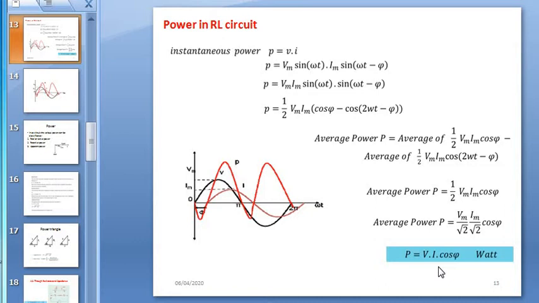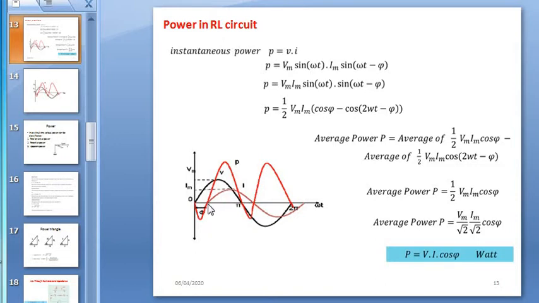We can also draw the waveforms. This is the voltage waveform. The black waveform is the voltage waveform. The current is lagging the voltage by some angle phi. So, this brown waveform is the current waveform. The power waveform will be the product of voltage and current.